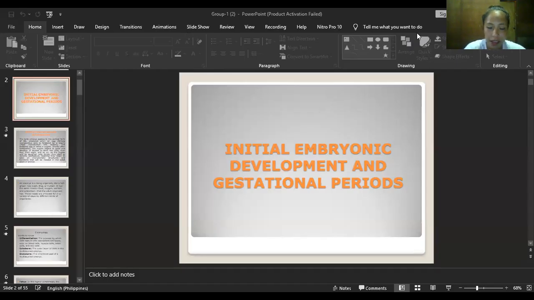Good morning, everybody. We are the first group, and we're going to report the initial embryonic development and gestational period. Let's start off with fertilization.